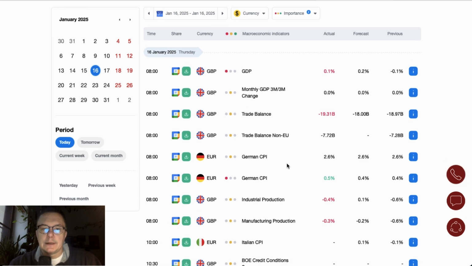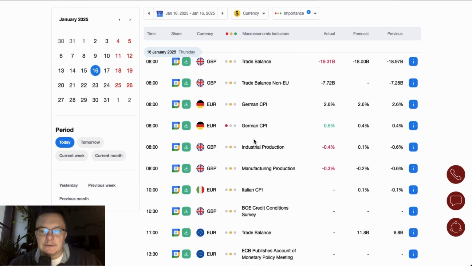Now, GDP from the UK is the first major event of the London session. GDP is up from minus 0.1 to 0.1 basically, but it's still below the expectations of 0.2%. Trade balance shrinks even further, and trade balance to non-European countries shrinks even further.